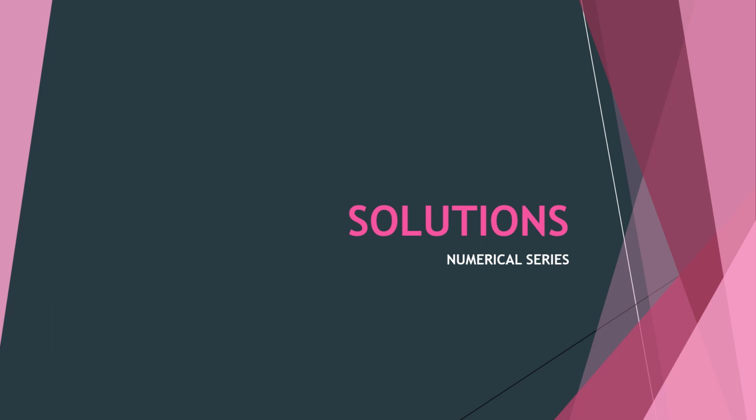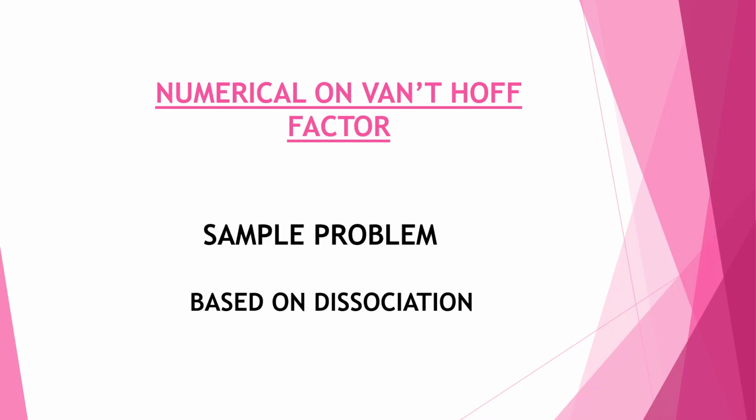This is the numerical series on solutions chapter. So in this video we will be discussing a numerical on Van 't Hoff factor, but it is based on dissociation. Based on association, we will be dealing with it in the next video. It is a sample problem taken from the NCERT book.